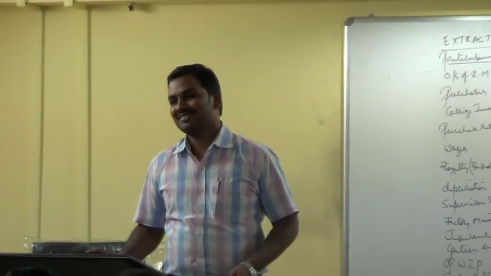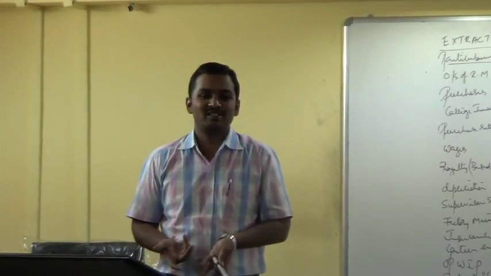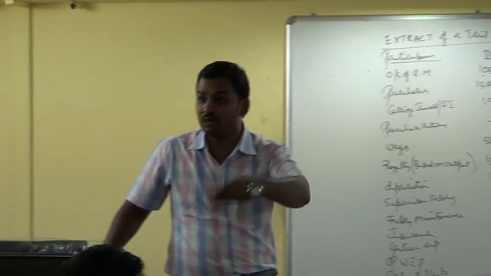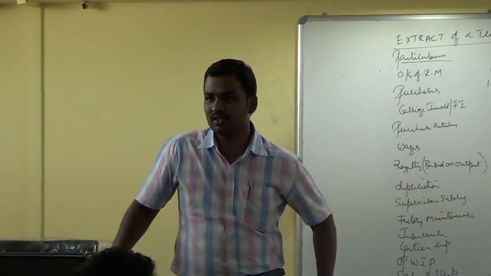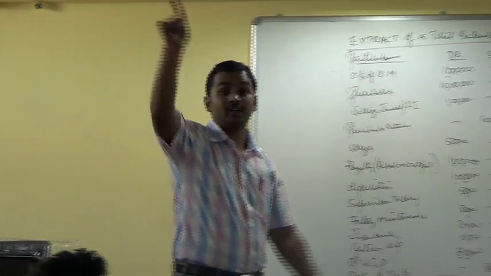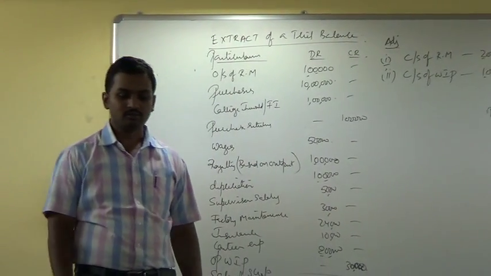For a trader, no problem, because when he buys, he knows what he is spending to buy the goods. But a manufacturer has to find out how much he has spent for production of the finished goods. Is it clear, everyone? So this amount will be debited to the trading account.